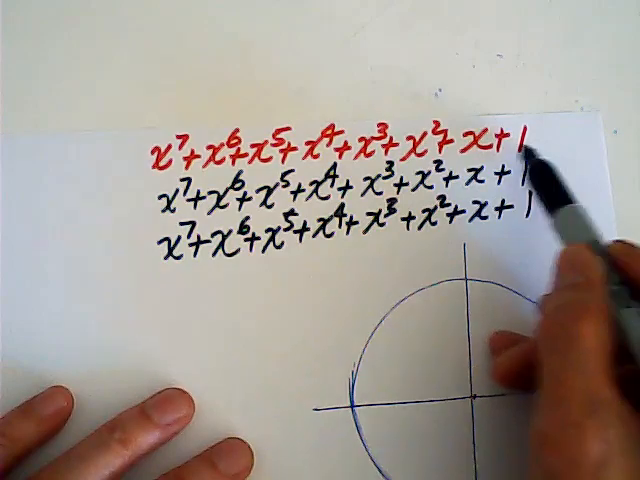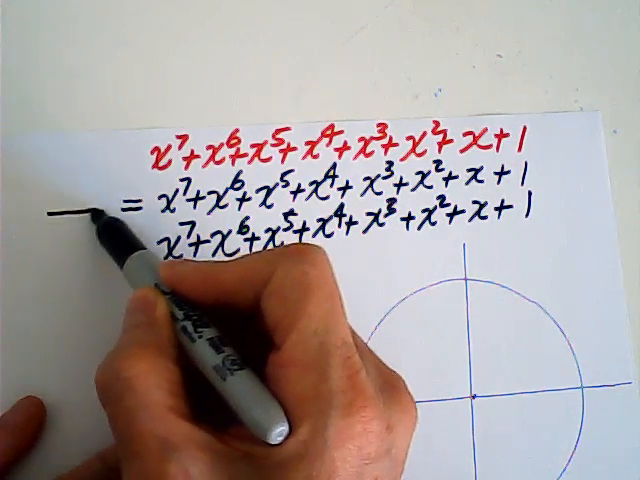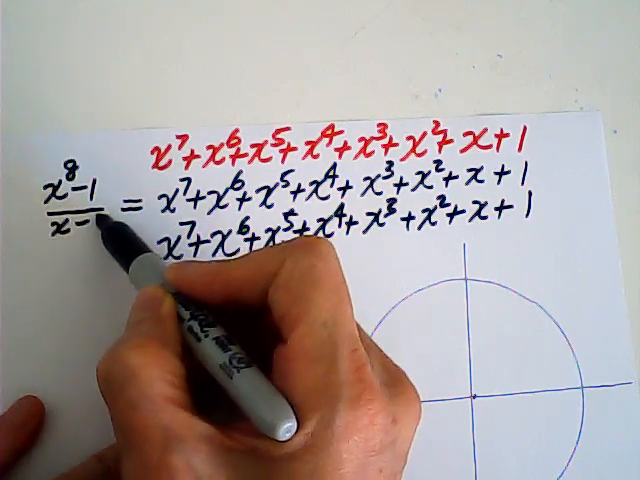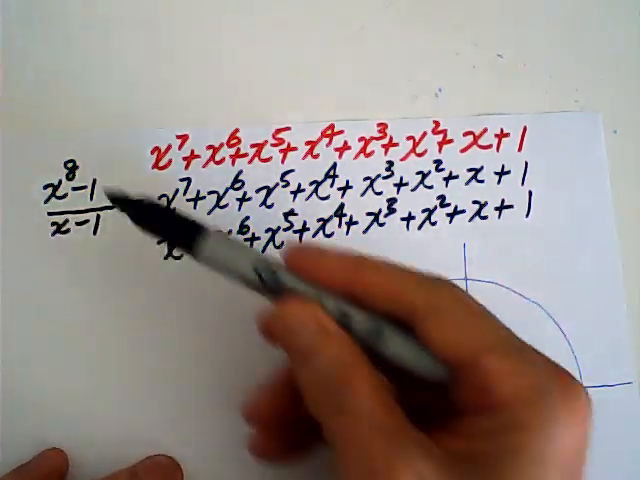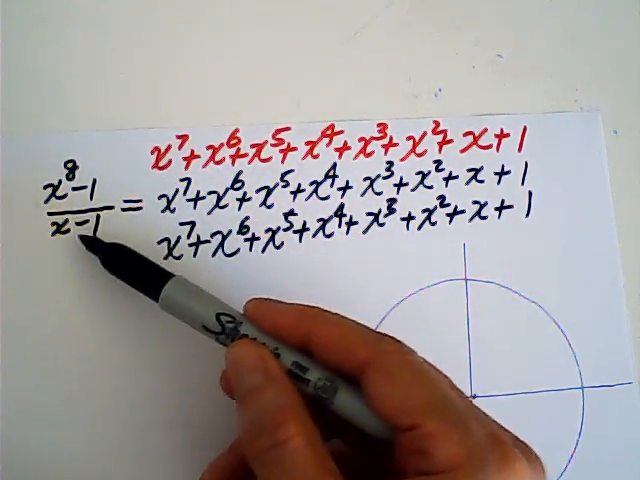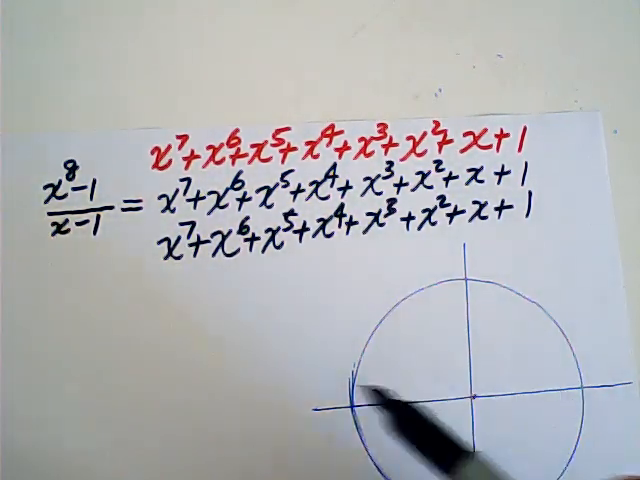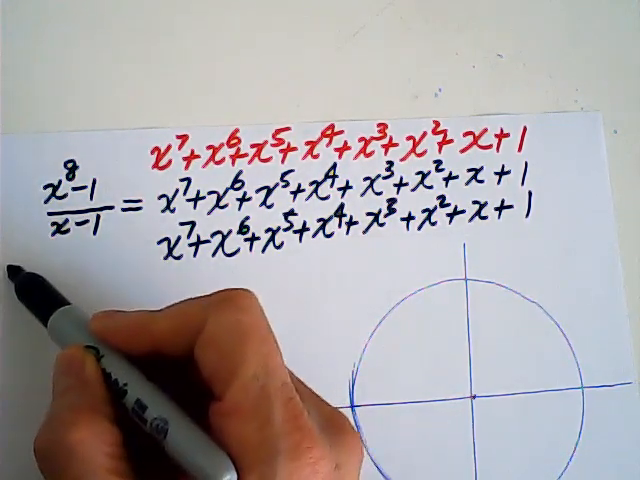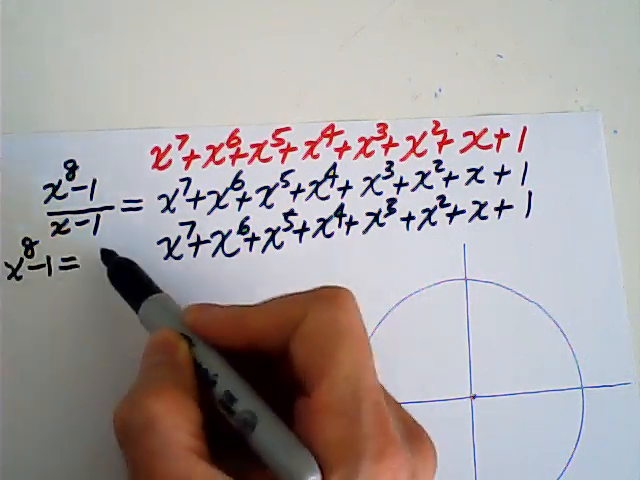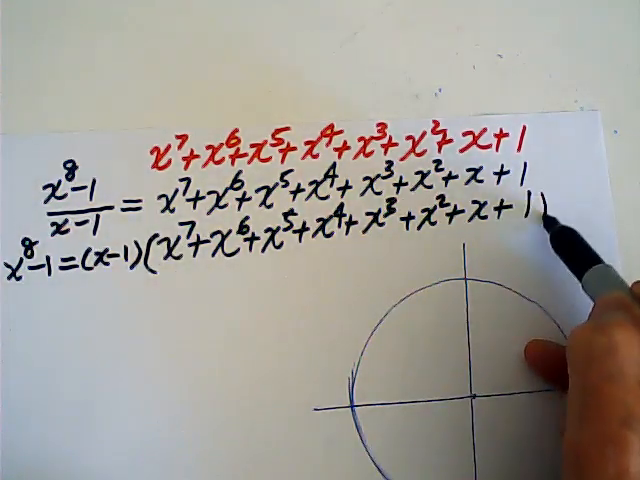Now this polynomial is equal to x to the power of 8 minus 1 divided by x minus 1. Okay, if you divide x to the power 8 minus 1 by x minus 1, you get this one. You get the polynomial as we want. Then x to the power 8 minus 1 is equal to x minus 1 multiplied by this polynomial, right?